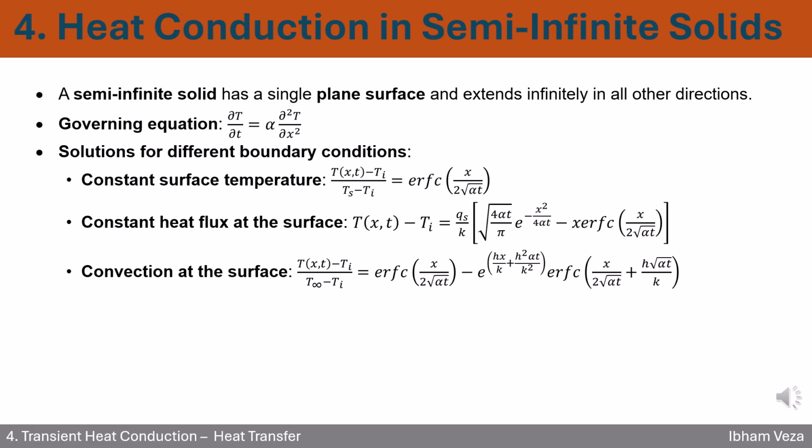Different boundary conditions give you quick solutions: constant temperature, constant heat flux, and convective boundary. All of these are solved with a handy tool, the error function, or erfc, for quick temperature predictions. Remember, if the solid is big enough and heat hasn't reached the other end, semi-infinite analysis helps you skip complex models and still get accurate insights.